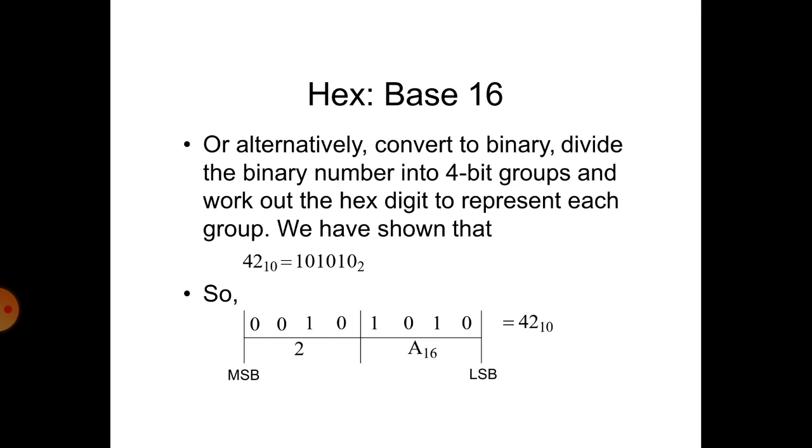Alternately, convert to binary, divide the binary number into 4-bit groups and work out the hex digit to represent each group. We have shown that 42 to the base 10 is equal to 101010 to the base 2. So that is 0010, which will be 2, and 1010, which will be A to the base 16. So that is nothing but 42 to the base 10. That is LSB and MSB, least significant bit and most significant bit.